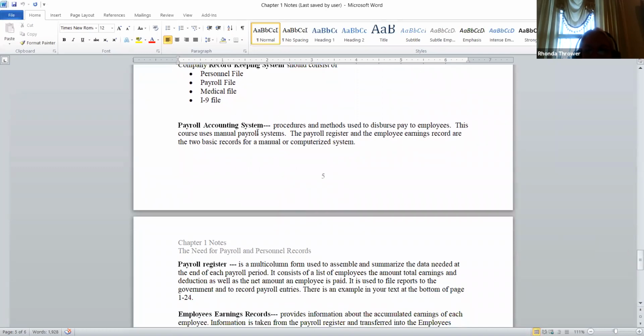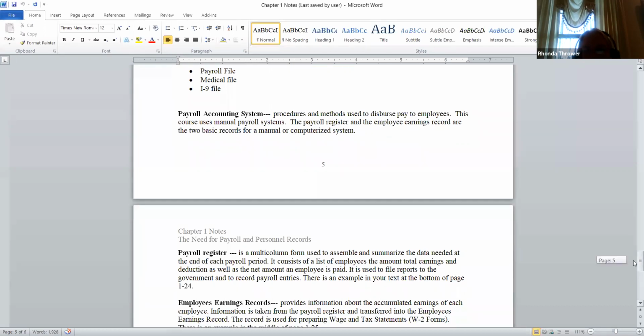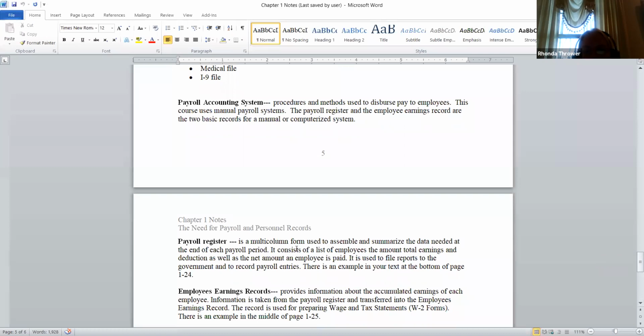And a payroll accounting system is basically a procedure or method that's used to disperse pay to employees. In this textbook, we're going to talk mainly about manual payroll systems. We're going to learn how to use what is called a payroll register, which they introduce at the end of this chapter. And they also talk to you about an employee earnings record.